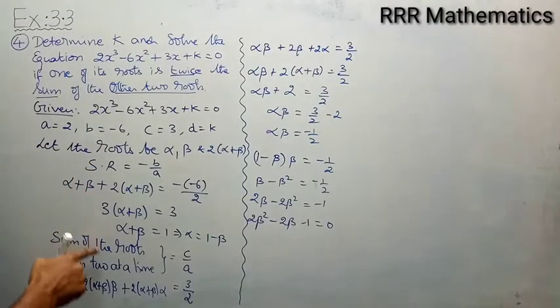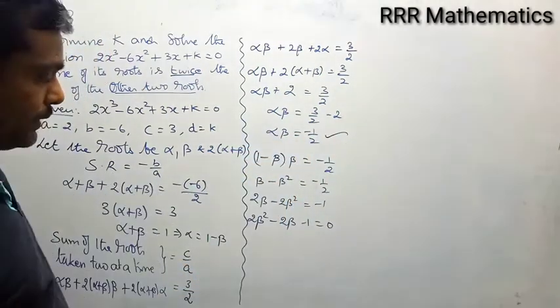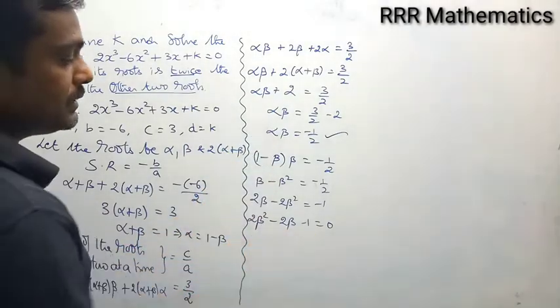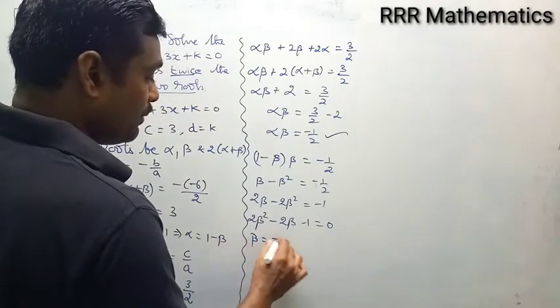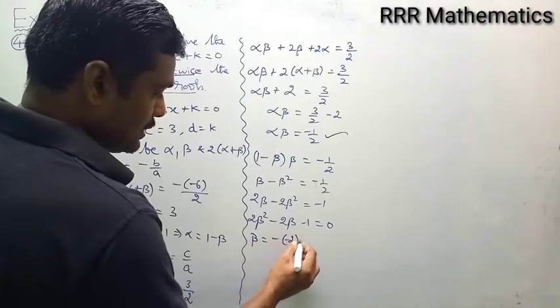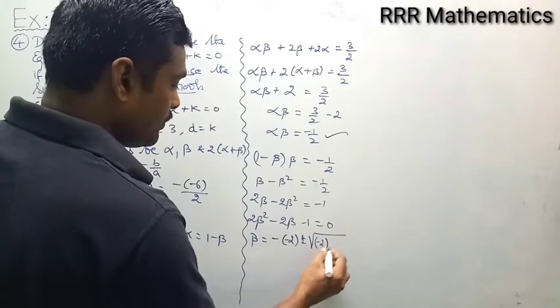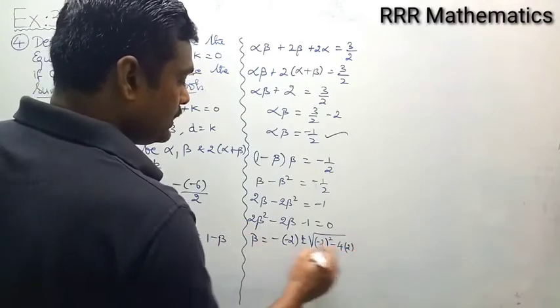So from the sum of the roots I am getting alpha plus beta equal to 1. And sum of the roots taken 2 at a time, finally I am getting alpha beta equal to minus 1 by 2. When you replace alpha as 1 minus beta here, I am getting a quadratic equation in terms of beta. Now factorize. Beta equal to minus b, what is b? Beta coefficient, minus 2, plus or minus root of b square minus 4 into a into c.